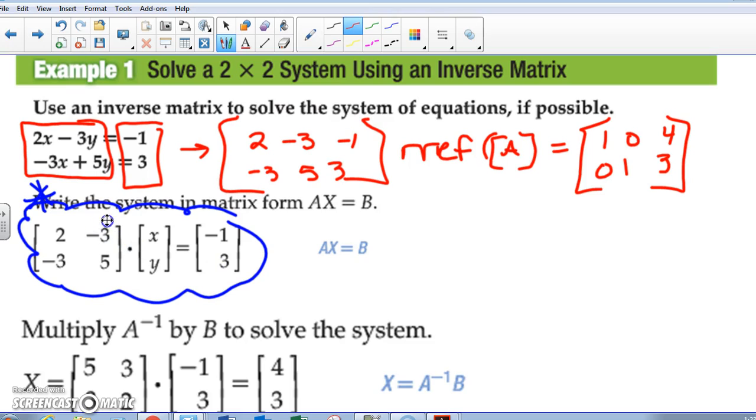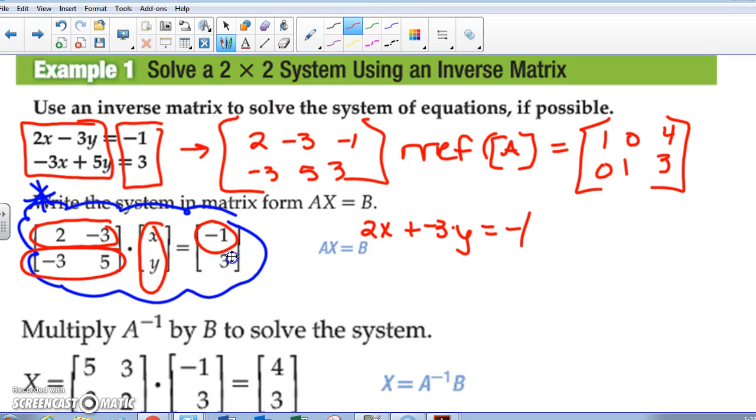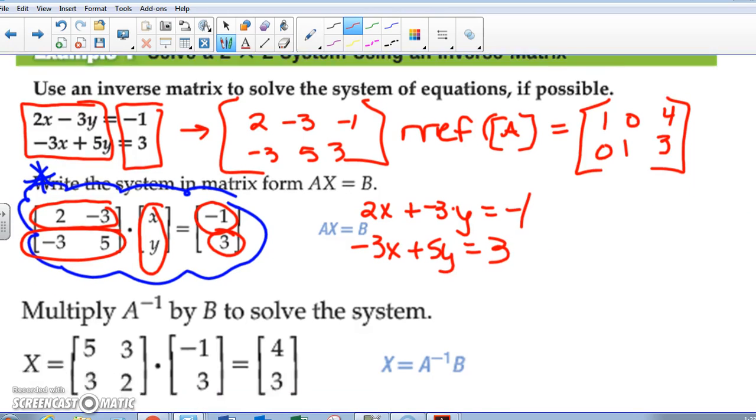Watch. If I do row times column, I should get this answer. Row times column gives me 2 times x plus negative 3 times y equals negative 1. See that anywhere else? It's this equation, right? So this row down here times this same xy column has to give me 3, which would be negative 3x plus 5y equals 3.